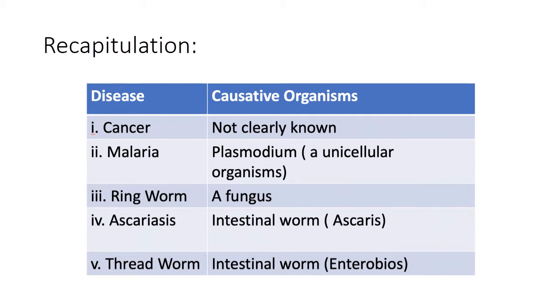The name of the third disease is ringworm. Ringworm's causative agent is a fungus. The fourth disease is ascariasis. The causative organism is Ascaris. Ascaris is an intestinal worm. And the last disease was threadworm. It is caused by an intestinal worm whose name is Enterobius.